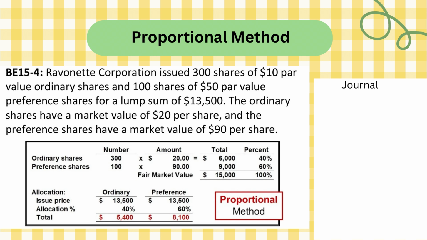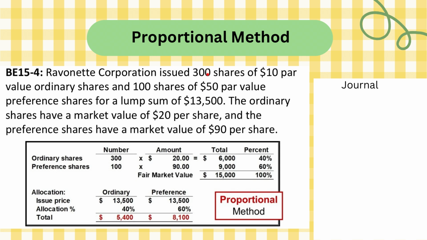Ravonet Corporation issued 300 shares of 10 par value ordinary shares and 100 shares of 50 par value preference shares for a lump sum of $13,500. Now he's giving you the lump sum price, meaning the issuance price or the cash you received is $13,500 for both types of shares, ordinary and preference. Now you issued 300 shares of ordinary, the par value is 10, and you issued 100 shares of preference and the par value is 50.